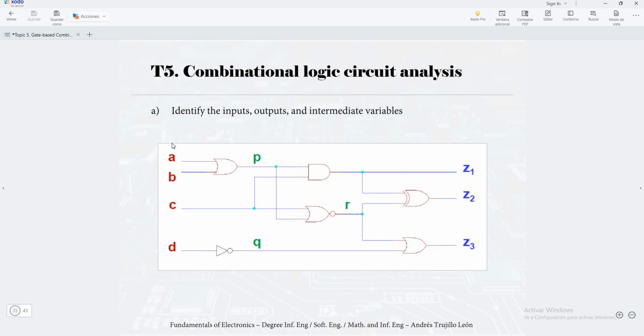Here we have 4 variables that have been called A, B, C, D. We have 3 outputs. We have 3 levels, as you have seen. And we are going to define the intermediate variables. The intermediate variables are the outputs of the levels that are not the output of the circuit. The intermediate variables here are P, Q, and R. So we calculate the intermediate variables. In this case, P is the output of an OR gate, so it is A plus B, and Q is just negated D.